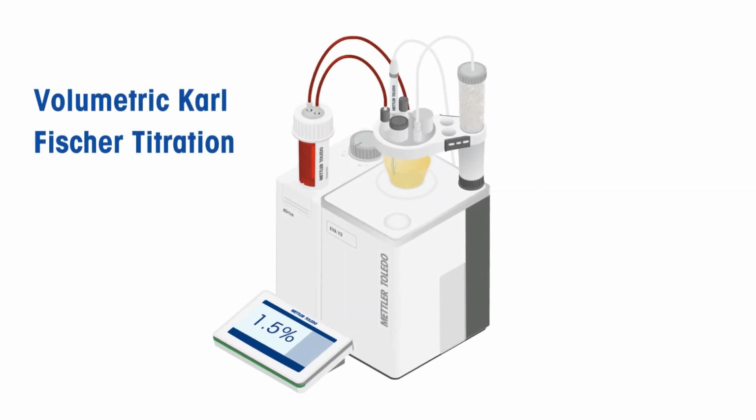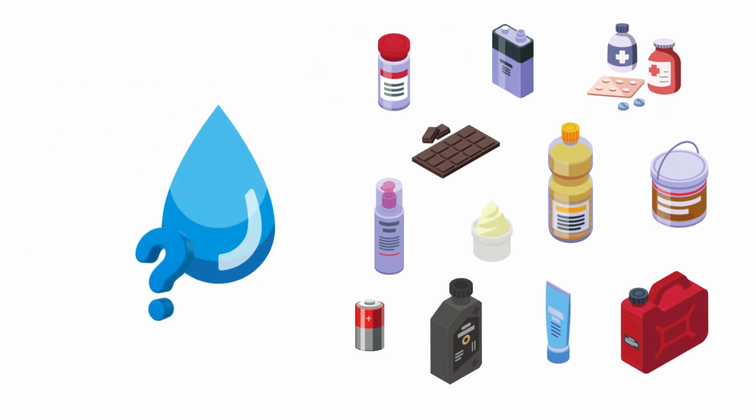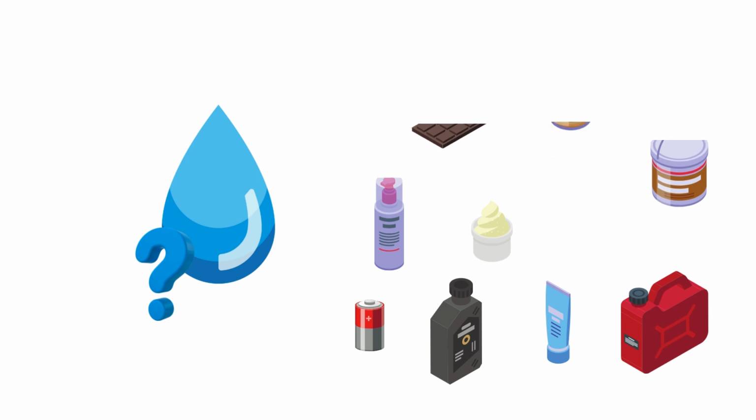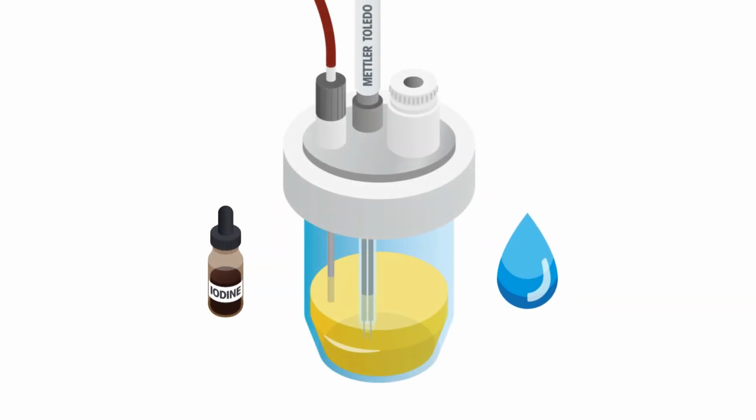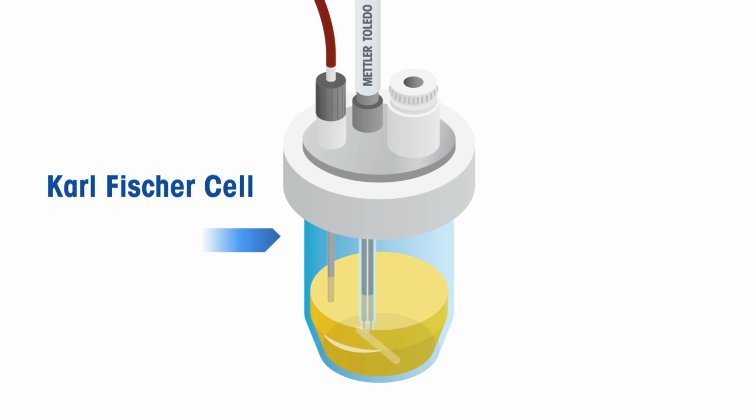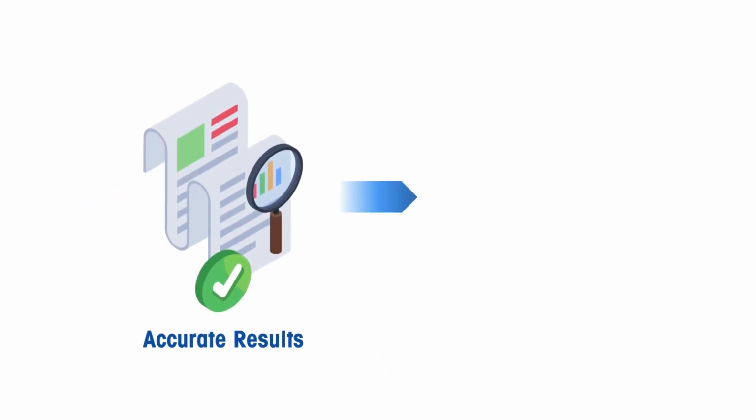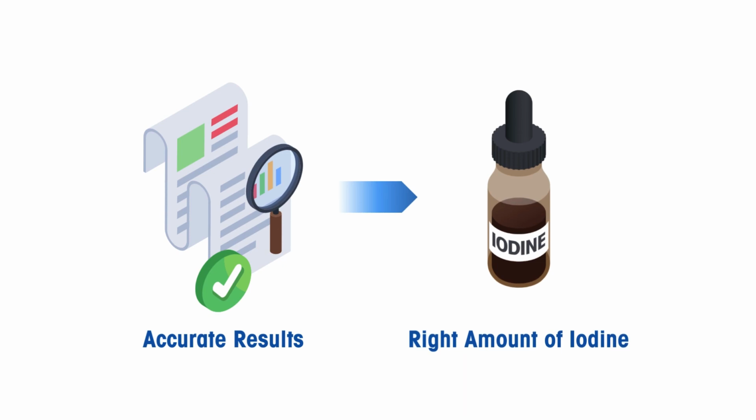Volumetric Karl-Fischer titration is widely used as a gold standard when determining water content in various substances. This is achieved by dosing the titrant that contains iodine, which then reacts with the water present in the sample. The reaction occurs in a tight vessel, known as a Karl-Fischer cell. To obtain accurate results, it is crucial to dose precisely the right amount of iodine.